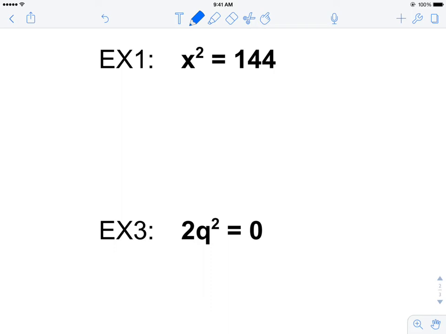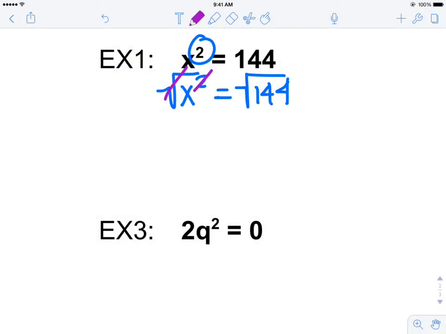So in this case, I have x squared equals 144. And I need to get x by itself. So that means I need to get rid of that squared sign right there. To get rid of the squared sign, I need to take the square root of both sides. Remember, if I do something to one side, I have to do it to both sides. So now I get the square root of x squared. Now, when I have a square root and a square power, they cancel out. And so I get x equals the square root of 144.